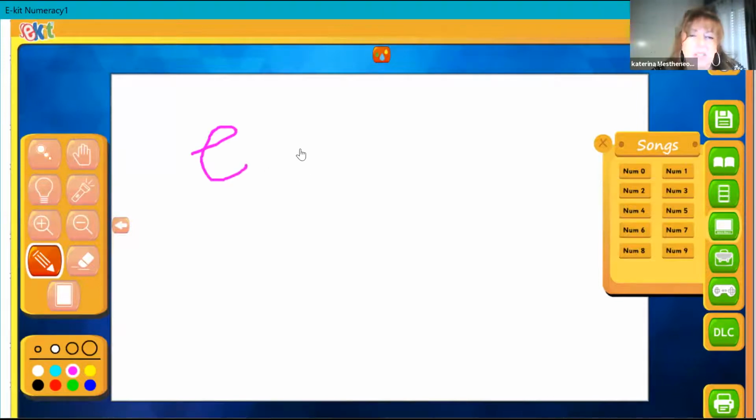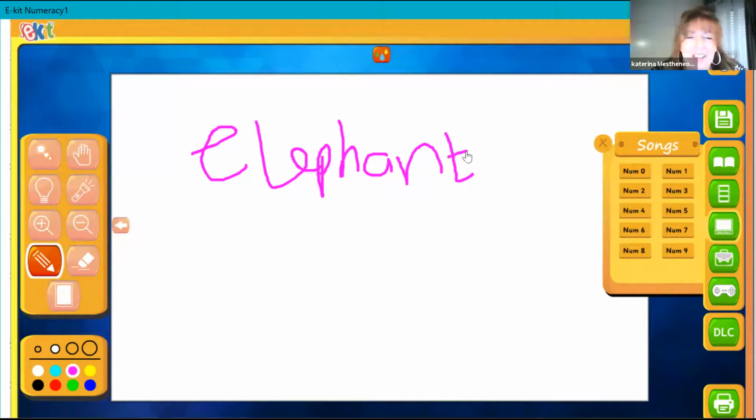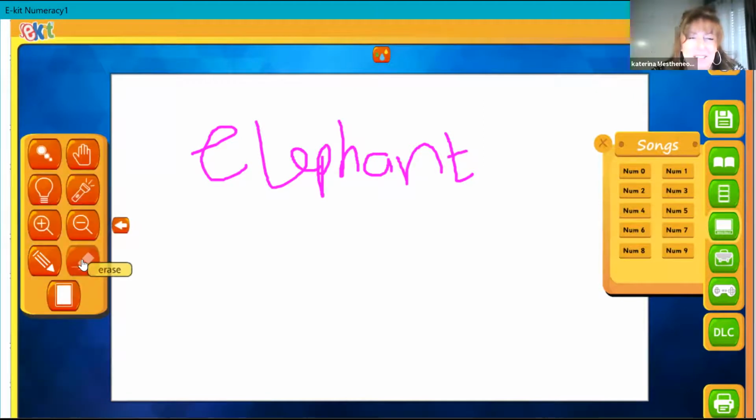My skills at this are absolutely terrible. I think probably the children will be able to do better than me. I used to be good at working on a whiteboard, but it's been a while since I've done this, as you can see. So let's get rid of it as fast as we can.